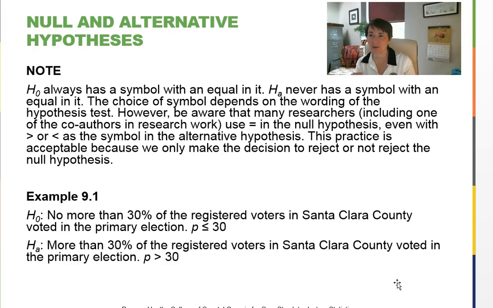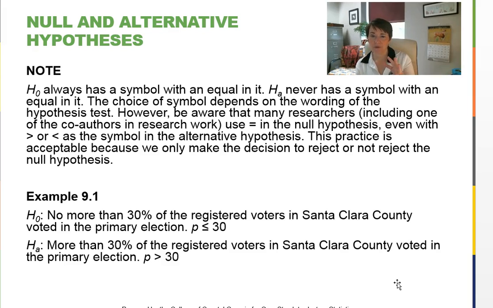So the wording is very important when you read some of the problems. How to put that into symbols is sometimes a little tricky for students. And we want to show some examples for this. There's a bunch of good ones in the book, but let's look at example 9.1 here. So we are reading this and we are claiming no more than 30% of registered voters in Santa Clara County voted in the primary election.